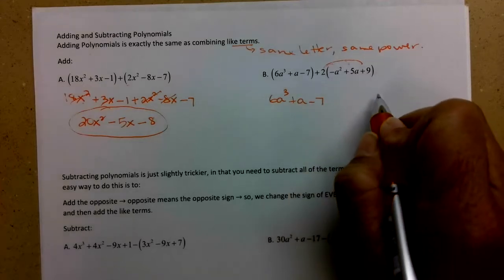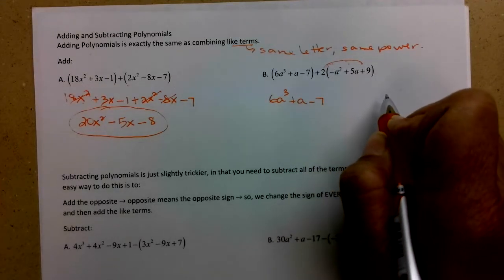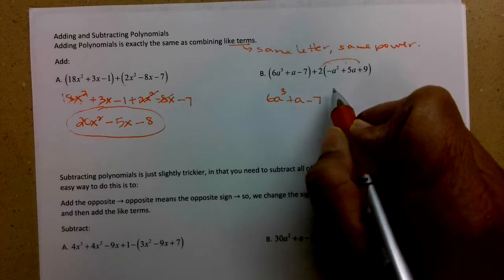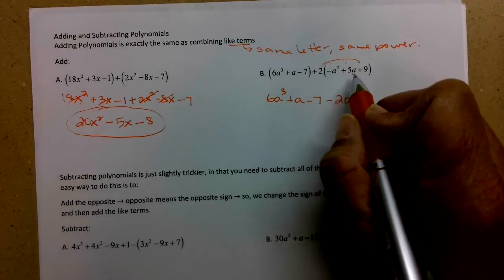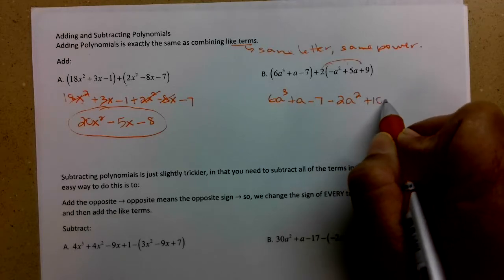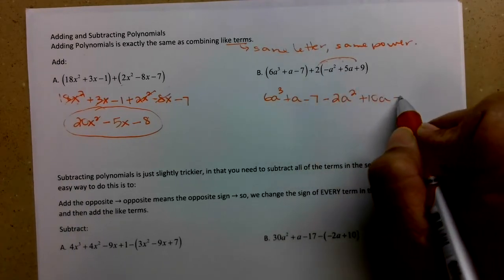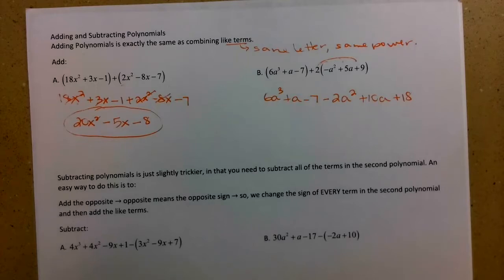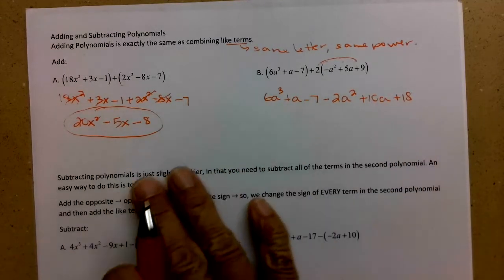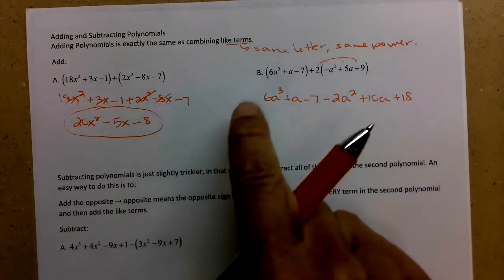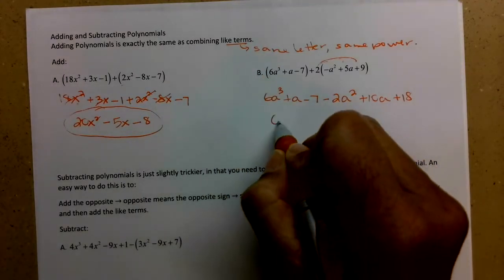So I'm going to go ahead and rewrite this second polynomial with the 2 multiplied. So 2 times negative a squared will be minus 2a squared. 2 times 5a will be plus 10a. And 2 times 9 will be plus 18. Okay. So once you have it all written out without your parentheses, now you're just going to go through and collect your like terms. So 6a cubed.